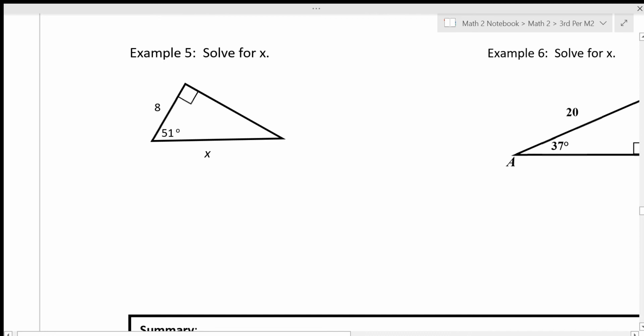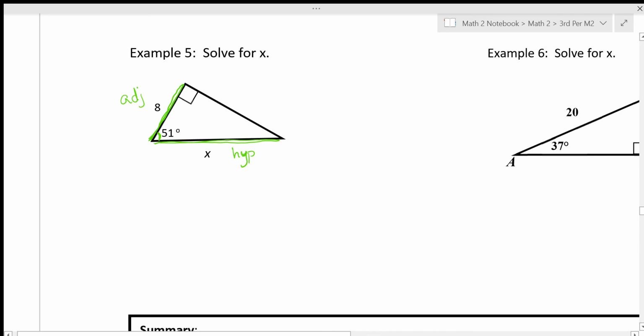All that aside, 2 more examples here. Solve for x, example 5. We have to look at what side lengths are given to us. Across from our right angle, this x length is our hypotenuse, so we're going to need to use either sine or cosine. As we look at the angle they gave us, this angle 51, the side they gave us is adjacent, not opposite. So we have the adjacent side and we have the hypotenuse.